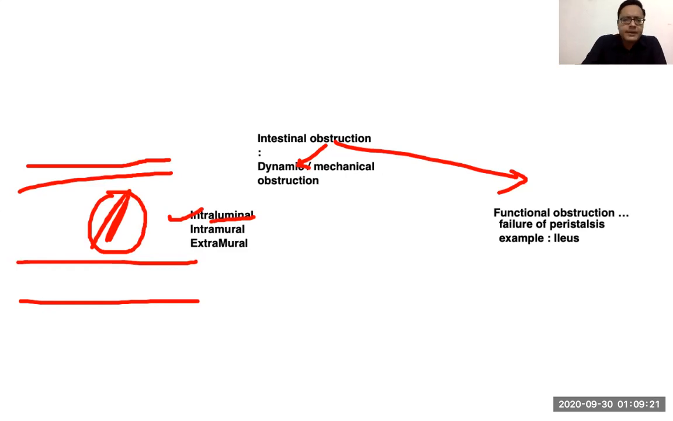If the mass is within the wall, because the word mural means wall. I think you have heard the term mural thrombus, mural painting, that means wall painting. So the word mural means wall. So intramural means inside the wall. So if the cause of obstruction is inside the wall, and that is resulting in the development of the obstruction, it could be a stricture, it could be a tumor mass, that is inside the wall. That is called intramural.